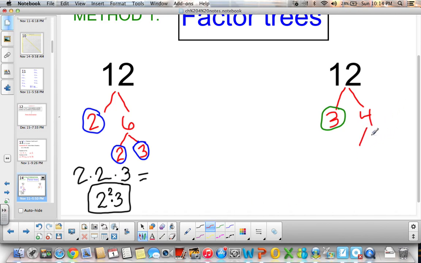So 4 is not prime, so we're going to continue to factor that out. So I know that 2 and 2 equals 4. And 2 and 2 are both prime numbers. So then we're going to write it out from least to greatest. 2 times 2 times 3, which we can check. 2 times 2 is 4, times 3 equals 12. So then we rewrite it again as 2 squared times 3.